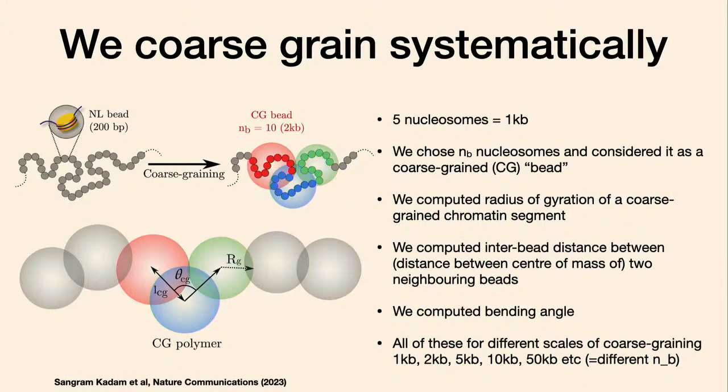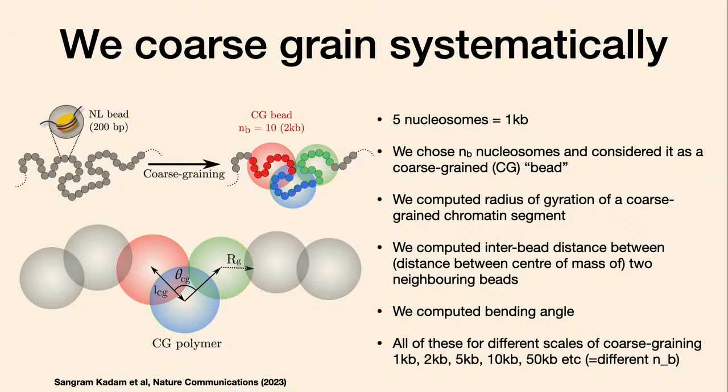Once we have the 3D configuration at nucleosome resolution, we can coarse grain. What does it mean? We can take, for example, 10 nucleosomes and call it a big bead. So we take these 10 nucleosomes and draw a sphere around it, and we can ask what is the size of this sphere. If you draw many spheres along the genome, we can ask what is the distance between those spheres, which is L_CG. And if you have 3 spheres like this, we can draw an angle, and we can ask what is the angle between them.